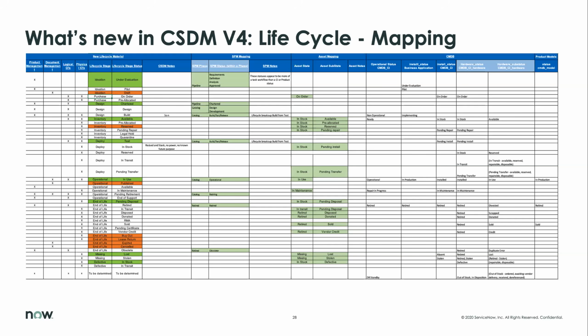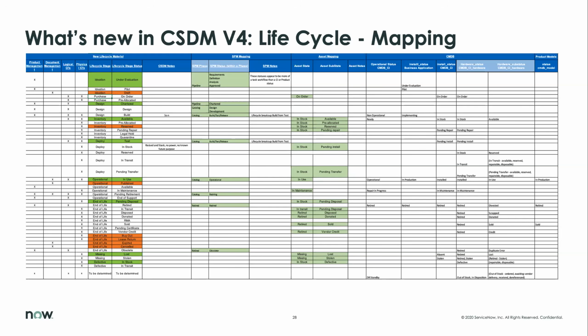Now, I mentioned the mapping. One of the things we did in the previous release was the mapping of the legacy attributes to the lifecycle attributes. So what did it equal previously, whether it was operational status or install status or hardware status? What does that equal in the new attributes? We did this mapping, and it's part of a capability that can be turned on and enabled.